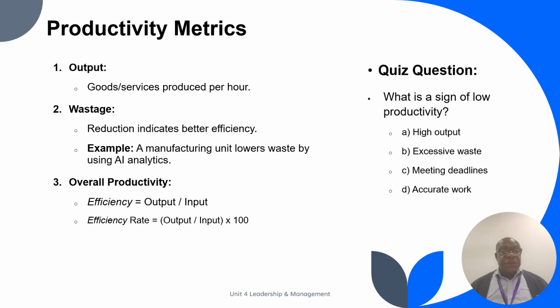Productivity can also be measured. Goods and services produced per hour can be calculated quantitatively. You can count, over a 1 hour period, 60 minutes, how much of the product was produced or how many services were rendered in that time. So that can be used as an output measurement.